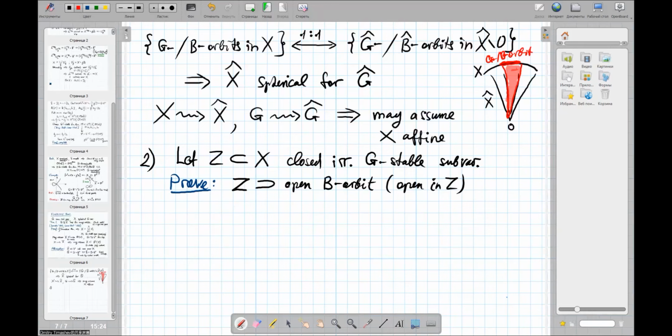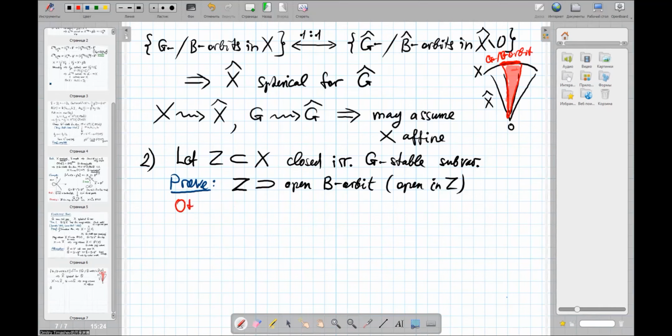So when I say spherical variety, I assume normal spherical variety. But here it is not the case. Here I do not say that Z is normal. In fact, it is normal, but I do not prove it here. Okay? Well, let me prove this claim by contradiction.